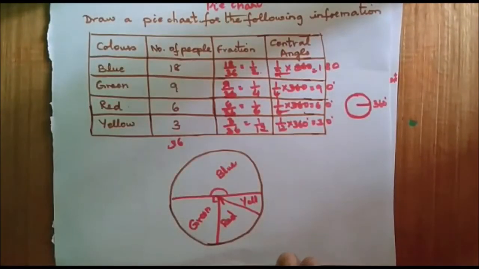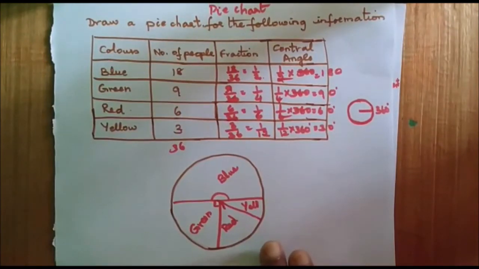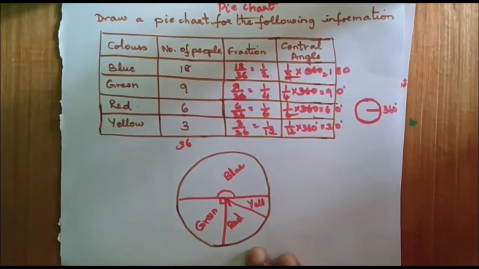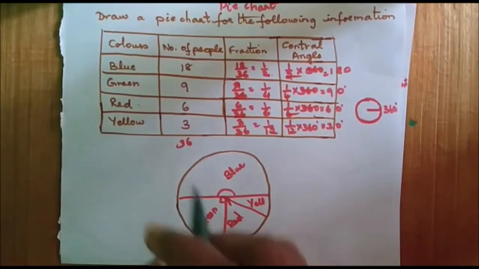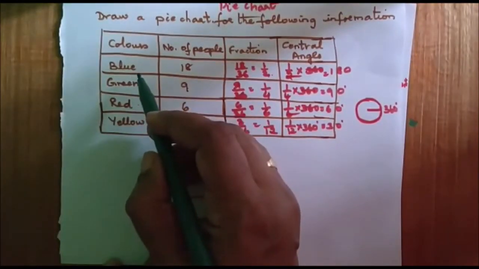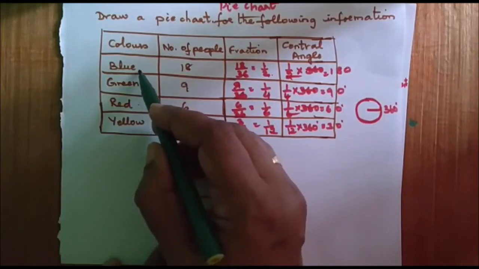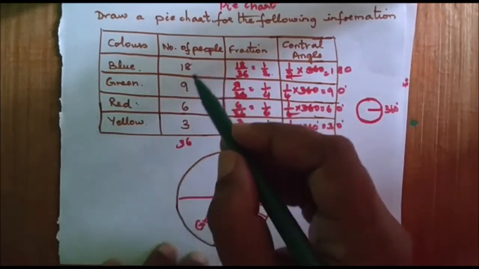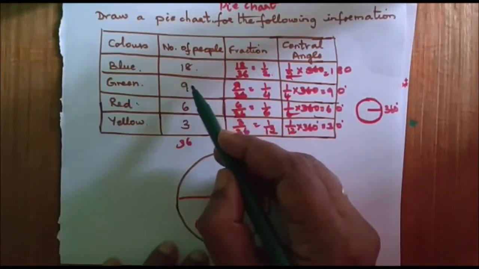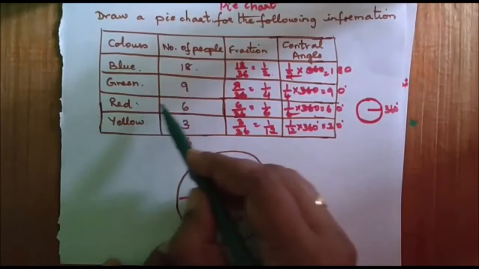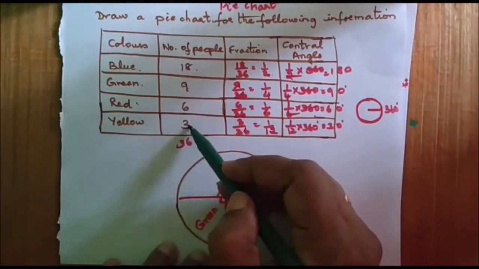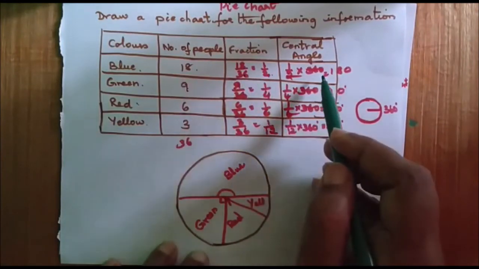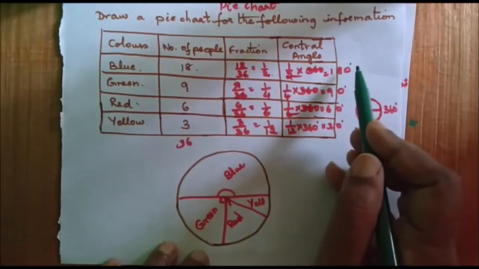Okay. Now we'll go to the pie chart. Now we have seen how to draw a pie chart. Here we will take one example: the color that is liked by the people the most, whether it is blue, green, red or yellow. The number of people is 18 for blue, green it is 9, red it is 6 and yellow it is 3. Now we will find the fraction, and from the fraction we will get the degrees.